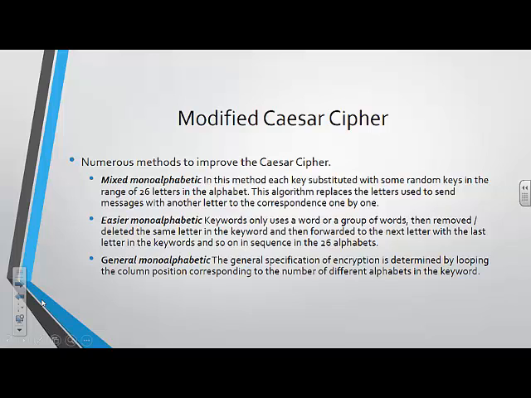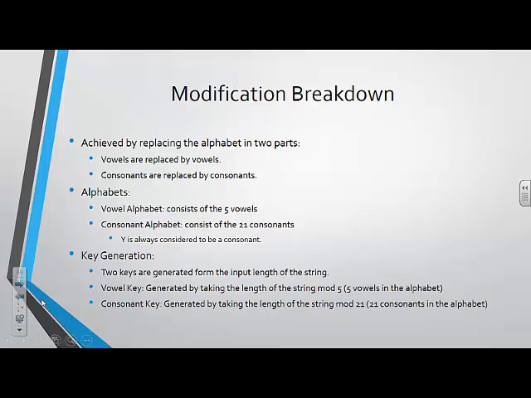The general monoalphabetic, the general specification of encryption is determined by looping the column position corresponding to the number of different alphabets in the keyword. Our modification breakdown is achieved by replacing the alphabet in two parts. Vowels are only replaced by vowels, and consonants are only replaced by consonants. The vowel alphabet consists of 5 vowels, and the consonant alphabet consists of the 21 consonants, and Y is always considered a consonant in our modification.